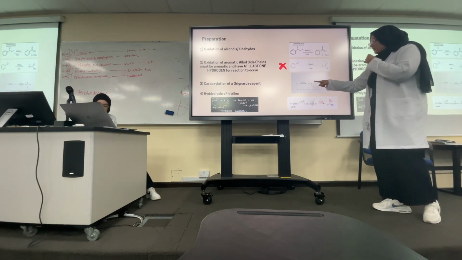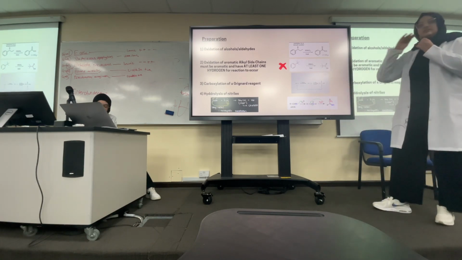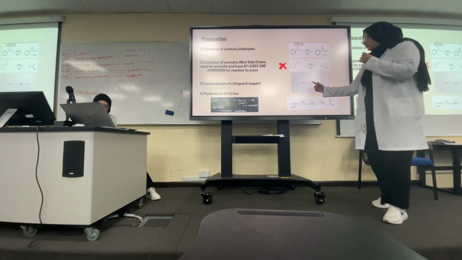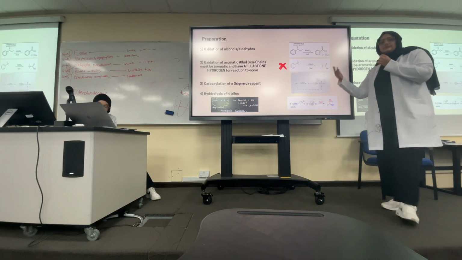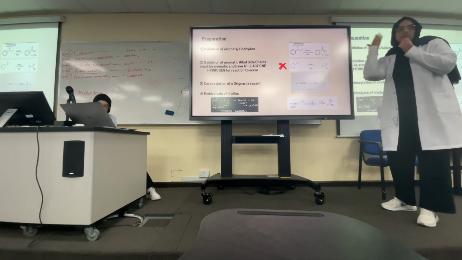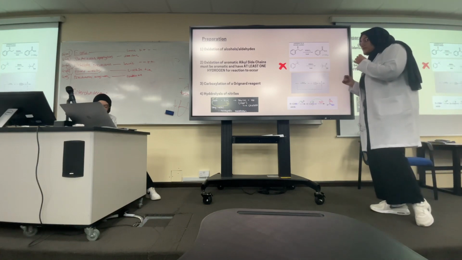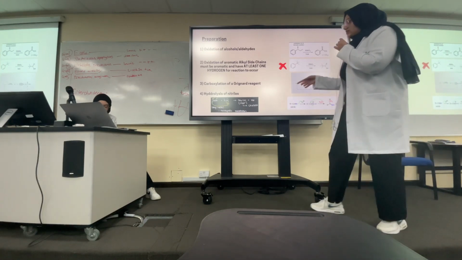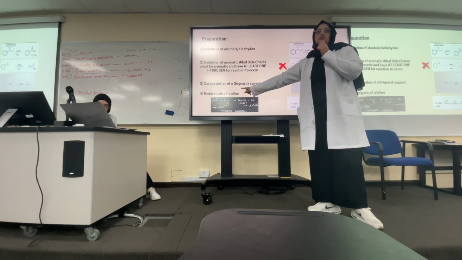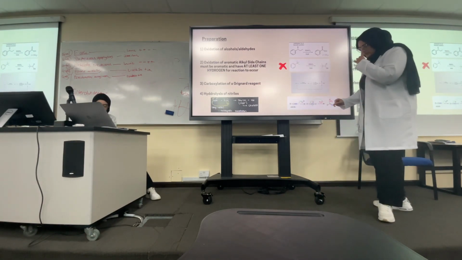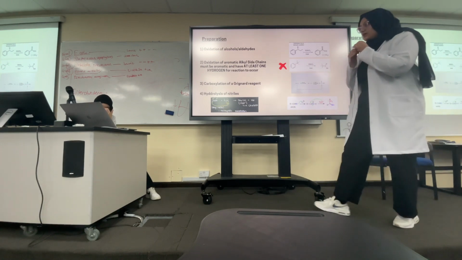When I add carbon dioxide and then my acidic water, I'm going to get whatever the R group was that was attached to my Grignard reagent. I'm just going to remove my Grignard reagent and add the COOH. The last one is hydrolysis of nitriles. This one they could ask you along with how to prepare nitriles. This is a possible question. How to prepare nitriles?